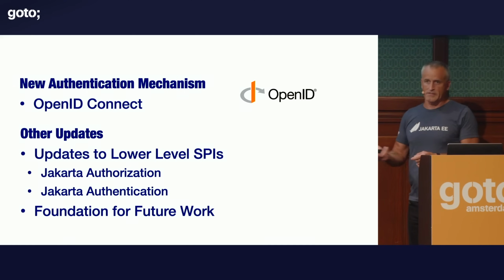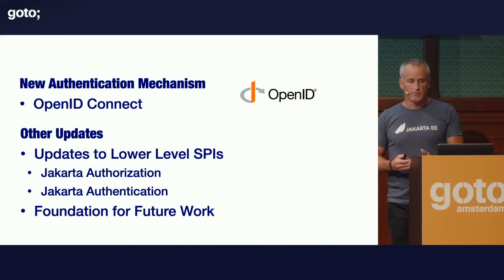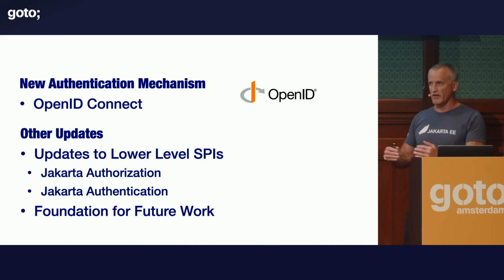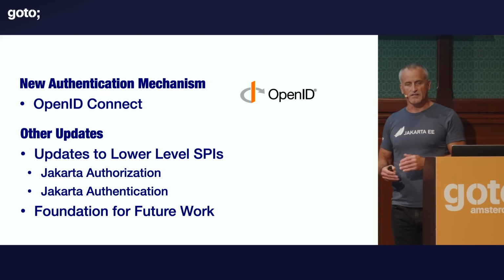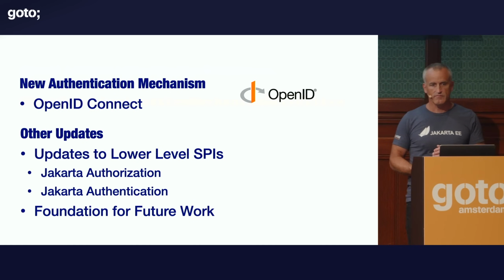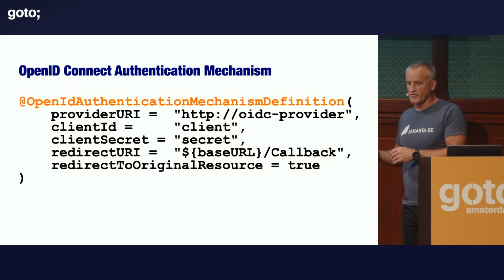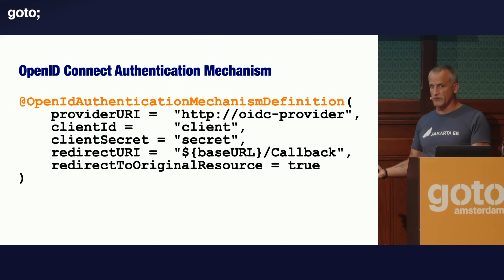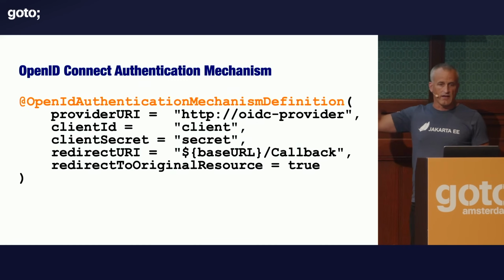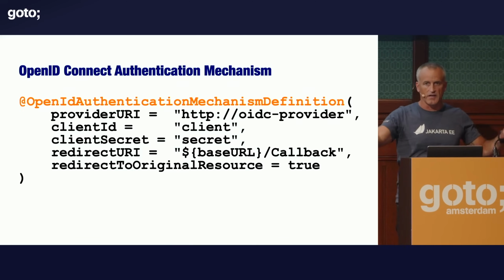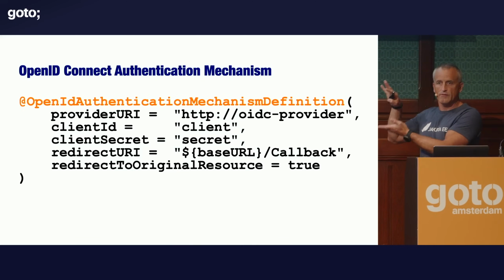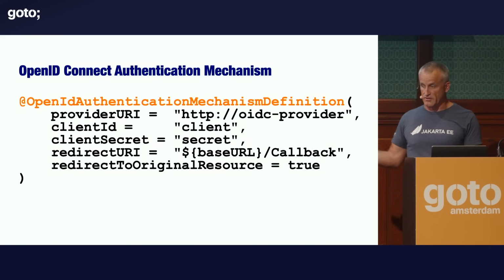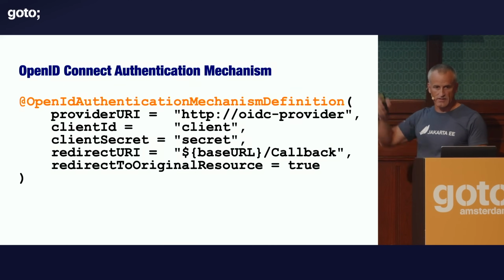Security is actually three specifications. It's also authorization and authentication. But these are more lower-level APIs that you as application developers aren't that exposed to. It's more for the implementers of the security APIs that we as application developers are using. And for OpenID Connect, this is an example of how that is defined. It's defined in the application, so it's totally application developer controlled. It supports expression language, so you can read the properties from anywhere outside of your application. But you can specify what properties you want to use to configure your OpenID authentication mechanism definition, which is the entire name of this very precise annotation.